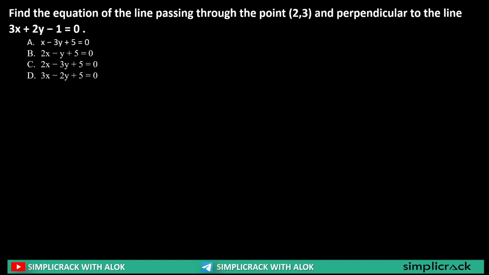Now let's see the next question. Find the equation of the line passing through this point and perpendicular to this line. See, I'm not sure how many of you have covered coordinate geometry, but remember this: in coordinate geometry, if two lines are perpendicular to each other, then the multiplication of the slopes of both lines will be equal to minus 1. Now here the equation is 3x plus 2y minus 1 is equal to 0, so the slope of this line will be minus a by b.